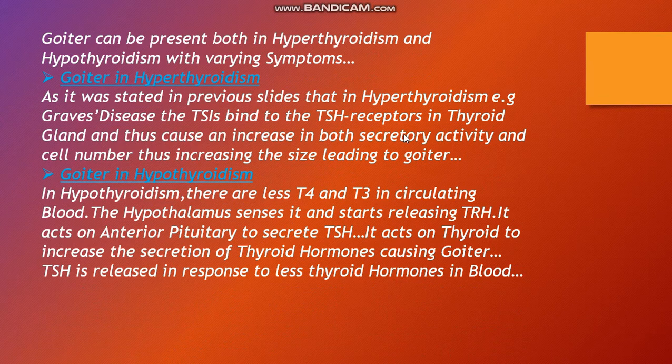And goiter in hypothyroidism. In hypothyroidism, there are less T3 and T4 in the circulating blood. The hypothalamus senses it and starts releasing TRH. It acts on the anterior pituitary to secrete TSH. It acts on the thyroid to increase the secretion of the thyroid hormone, causing goiter. TSH is released in response to less thyroid hormones in the blood.